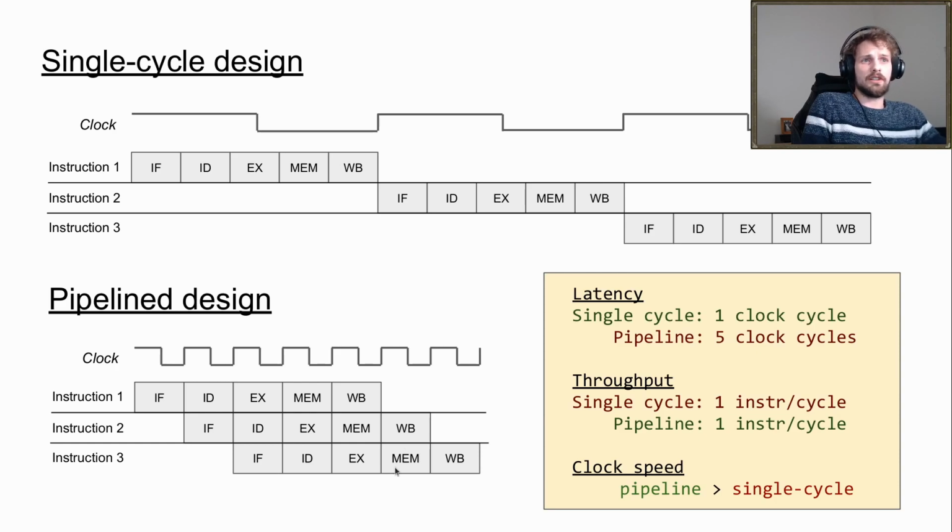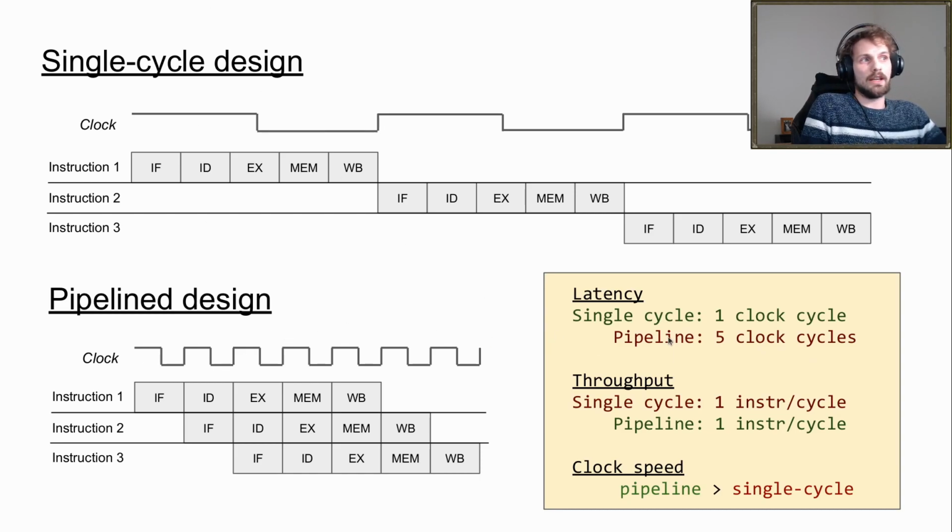What you can see here in these two designs is that, well, our single cycle, the latency, so the time between the start of the instruction and the end of the instruction, in this case is 1 clock cycle, right? 1 clock cycle start, same cycle it ends. In the pipeline design, however, 1, 2, 3, 4, 5, the amount of pipeline stages. 5 clock cycles here before it finishes.